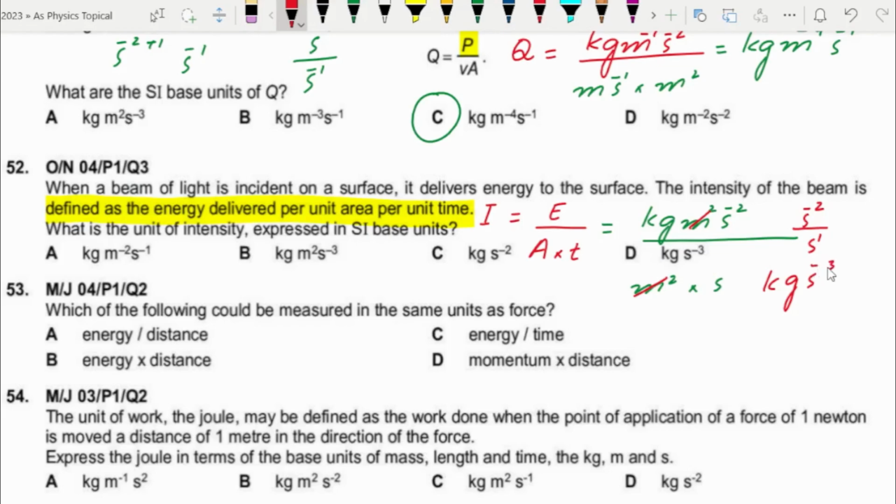s power minus 3. So do we have the option like this? Kilogram, yeah, the last one. It is slightly hidden here. kg s power minus 3. So for this one let me highlight it. kg s power minus 3 should be the right answer for number 52. D should be the right answer.